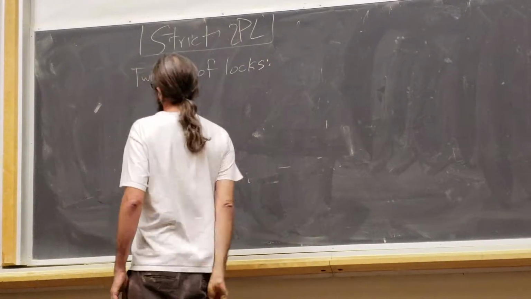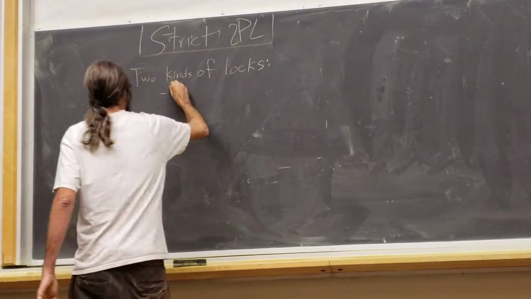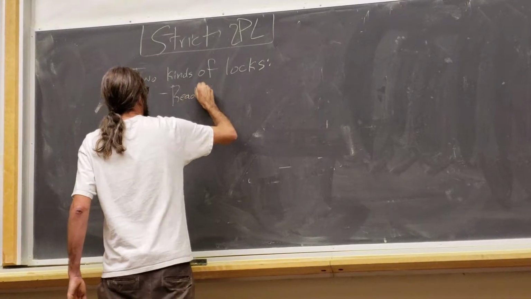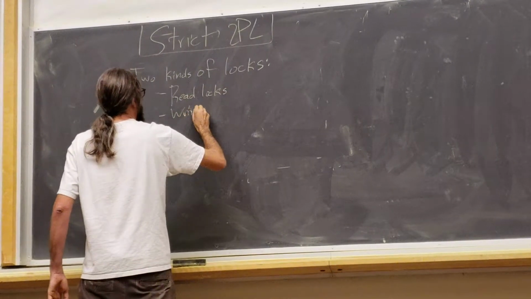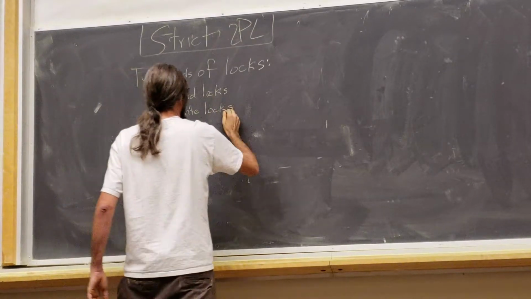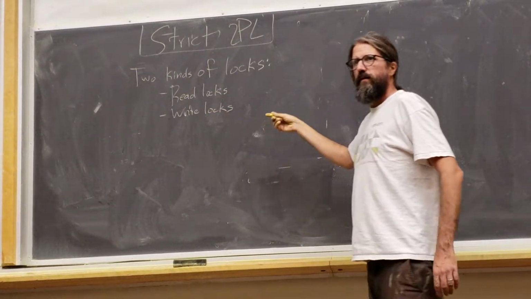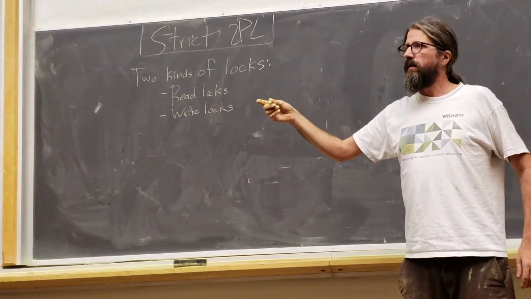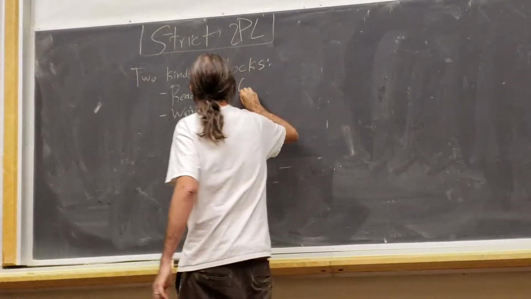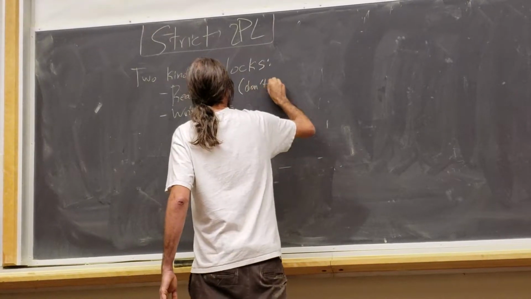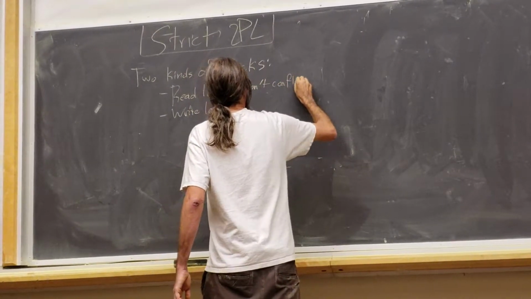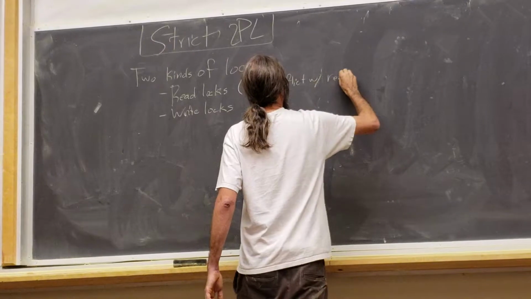We have two kinds of locks. What do you think they are? Yeah, read locks, write locks. What do you think the relationship between these is? You can only have one write lock. Yeah. Read locks don't conflict with read locks, right? Shared lock.